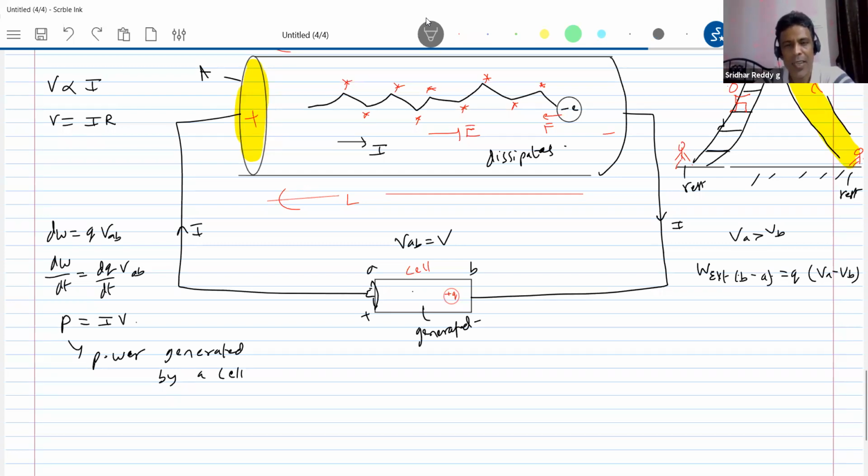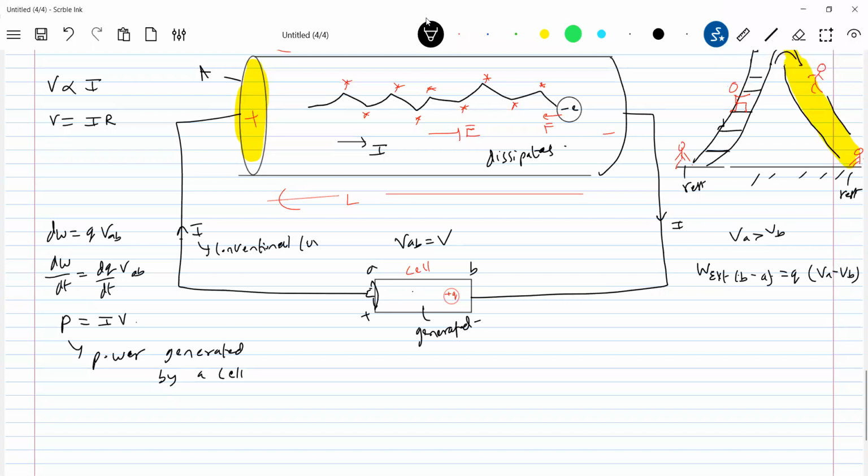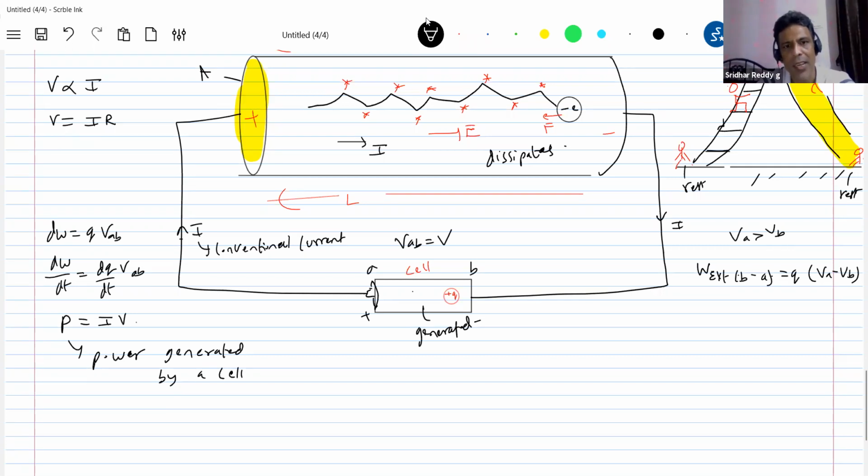So what is the conductor? Will it happily allow the charge to flow? No. Who is actually flowing inside the conductor, proton or electron? The electron only. Opposite to the flow of electrons, we are assuming a hypothetical positive charge. Therefore this current I is called the conventional current, not the actual current. That's why I use the word conventional current. So that is the power generated by a cell.